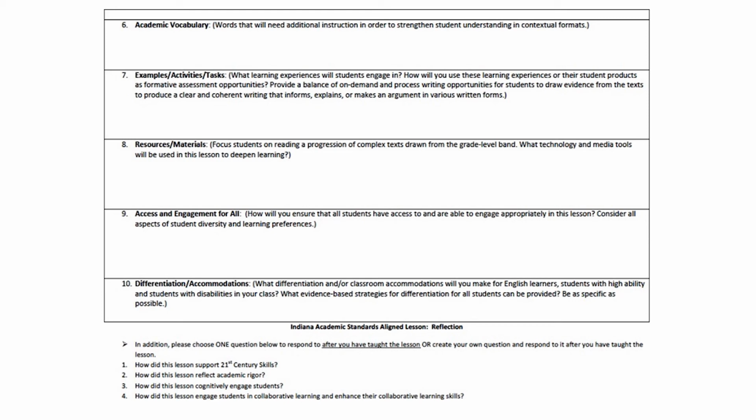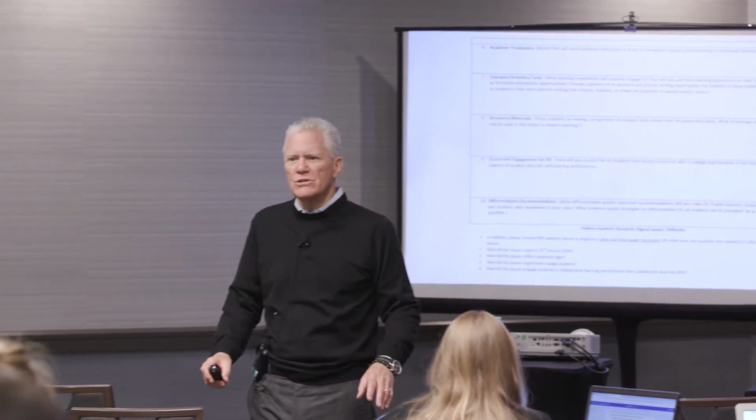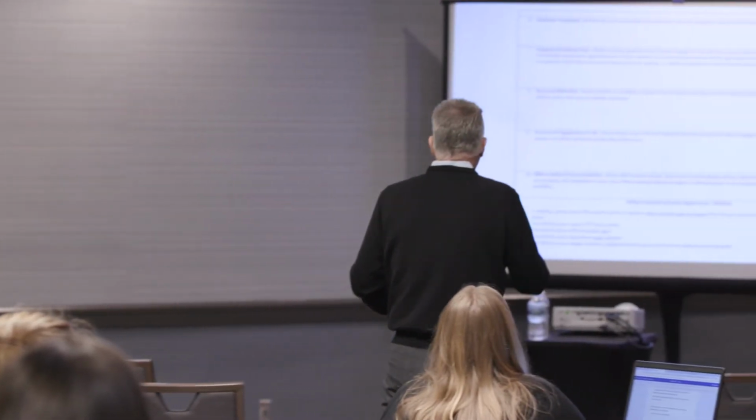Look at number 9. Ensure that all students have access to and are able to engage appropriately in this lesson. You're talking about your low-performing kids who may not have the skills to engage the lesson. So this is general education lesson planning guidelines for Indiana. This is not special ed. But the last 3 items are basically, if you apply the 3 principles of universal design to the expectation for those last 3 components, you will be able to do effective lesson planning.